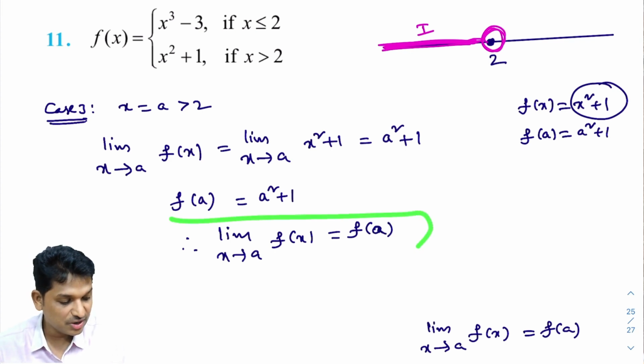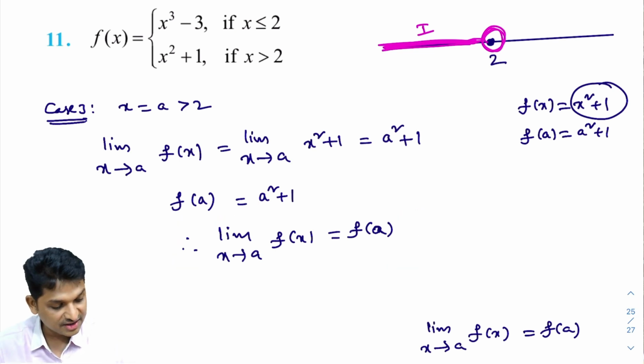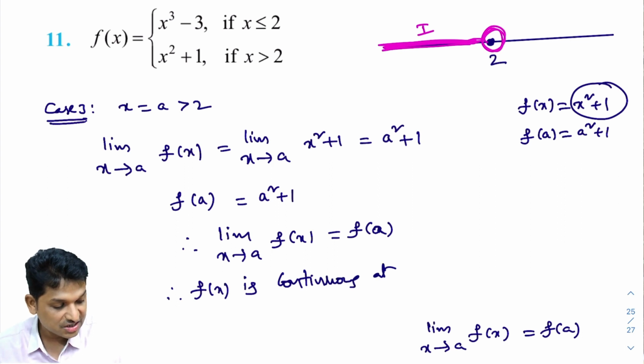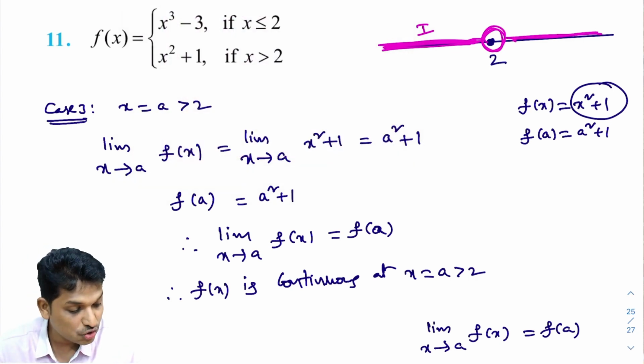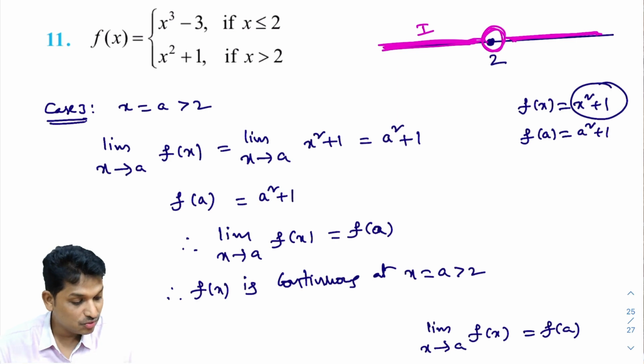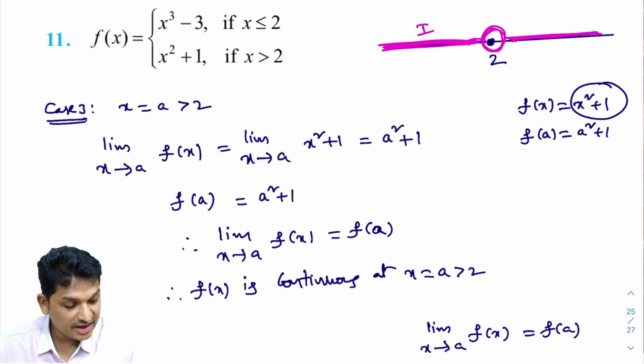When I got this one, what I can say? f of x is continuous at x equal to a. So I'll write the same thing. Therefore f of x is continuous at x equal to a whenever a value is greater than 2. So I checked the continuity in this zone also. So here what I got? It is continuous.